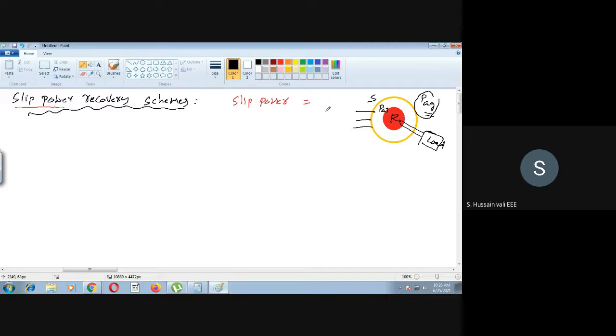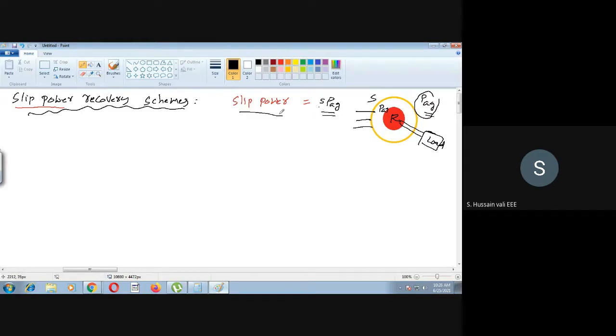And the formula for that we have already got in the case of the induction motor, that is S into PAG. What is PAG? PAG is the air gap power, or the power entering into the rotor, or the input power to the rotor. So the slip power is nothing but S into PAG. We already got this in the previous classes, or you revise yourself. Now here what we are studying is how we recover this power.